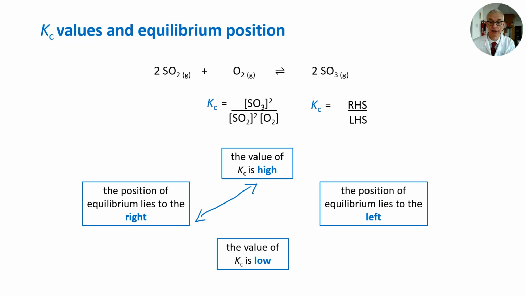Obviously, it follows, therefore, that if Kc is low, the equilibrium position lies to the left. So if Kc is low, that means these concentrations are high compared to the right-hand side concentrations. So this number would be large, this number would be small to give you a low value for Kc. So the equilibrium would lie to the left.